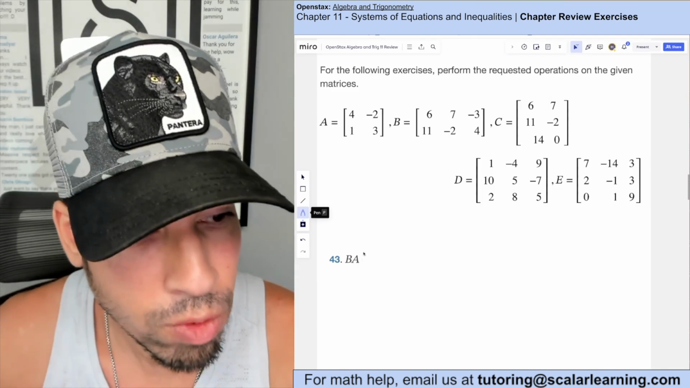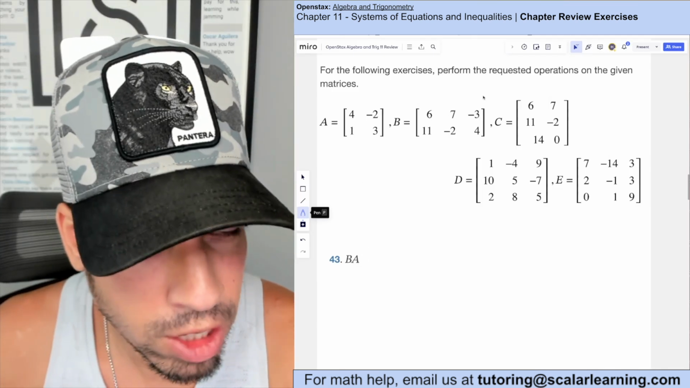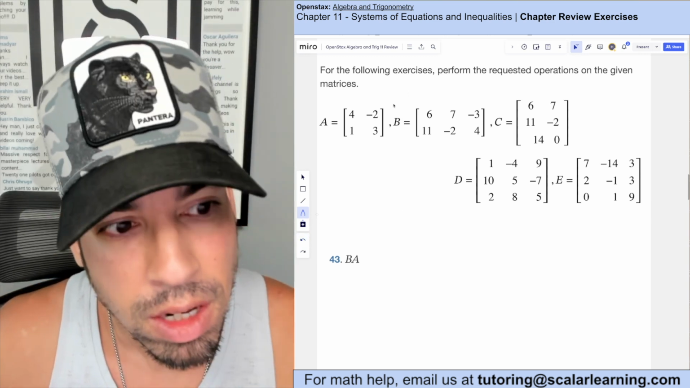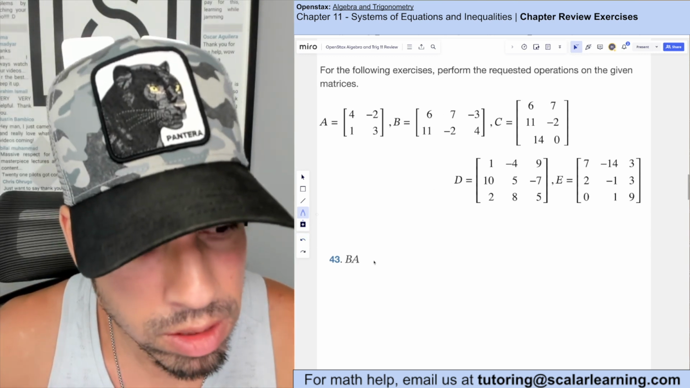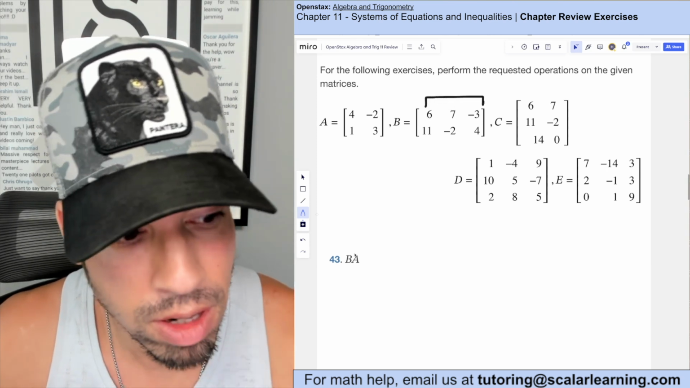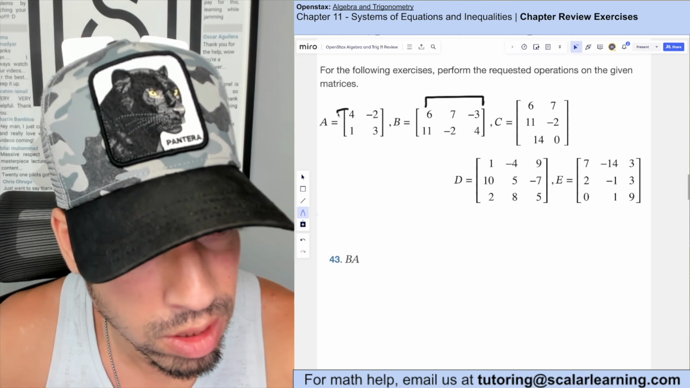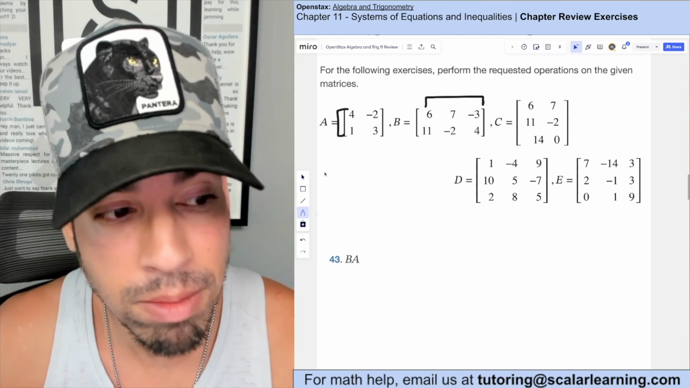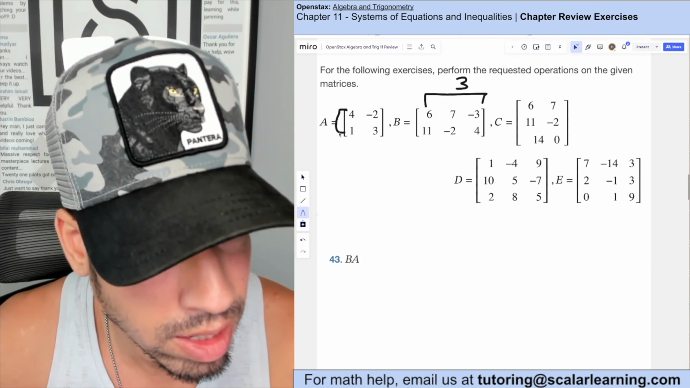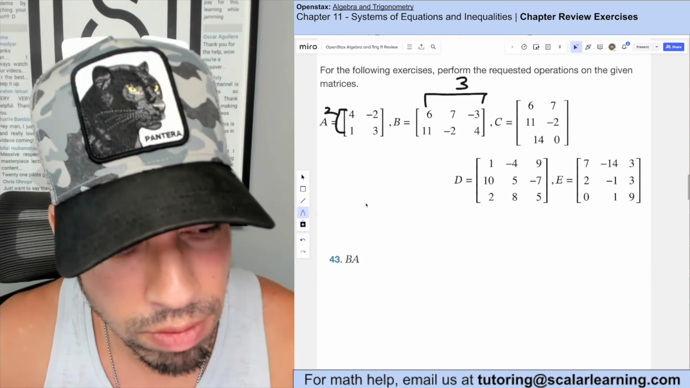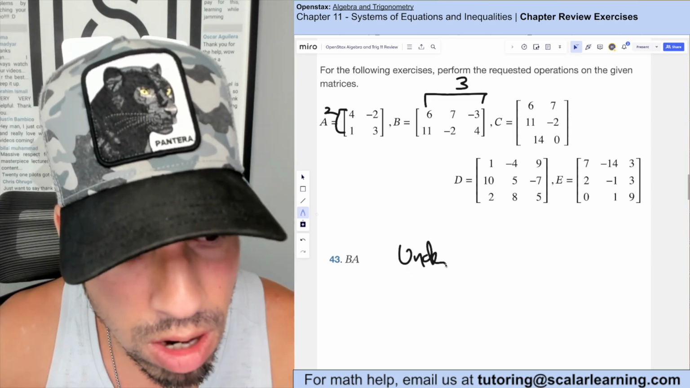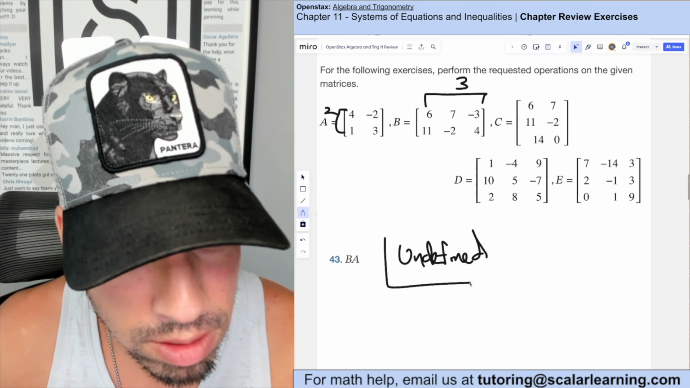Done. So for 43, we're doing matrix multiplication. We're doing this times this. And that order matters because here's the dealio. For whatever is the first matrix, which in this case is B, the number of columns of the first matrix must equal the number of rows in the second matrix when we're multiplying. Since that is not the case, since there are 3 columns and only 2 rows for A, this operation, we can't do it. Therefore, this is undefined, and that's it. That's how you do it.